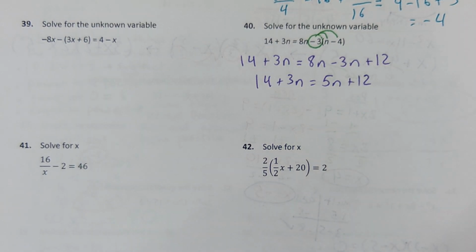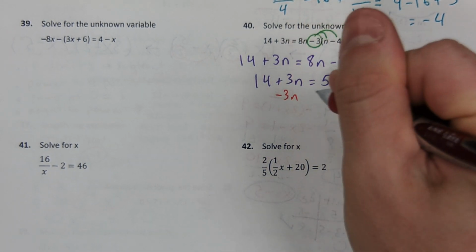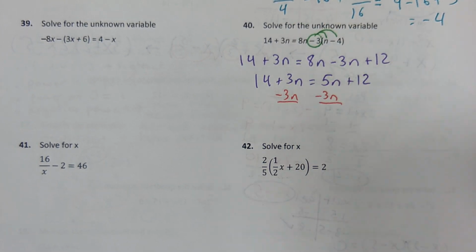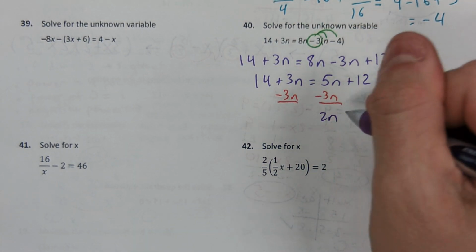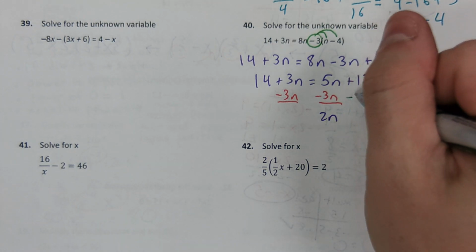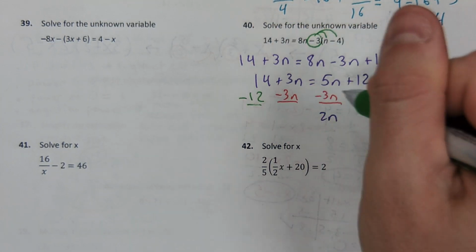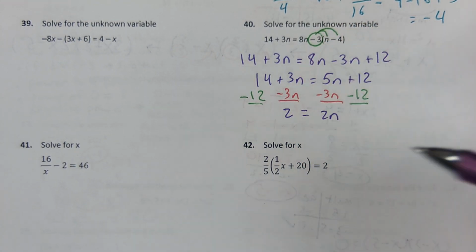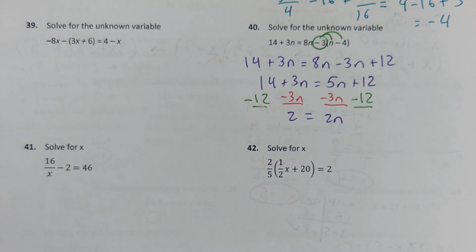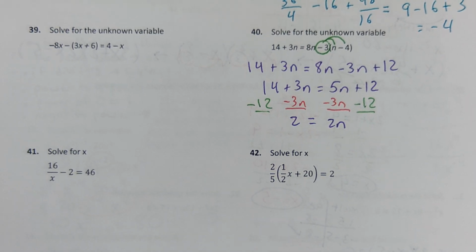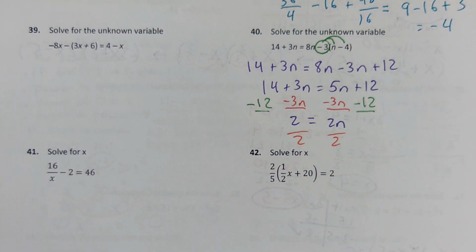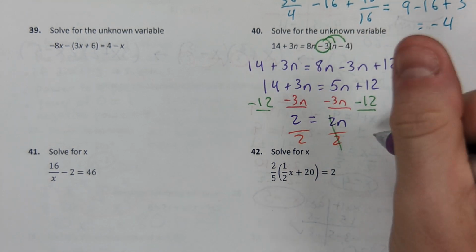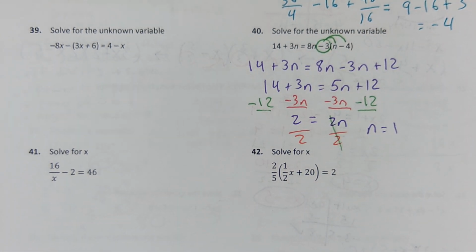Let me get all my n's to one side, all my not n's to the other. And it doesn't matter which side you choose, and because I don't feel like goofing around with negatives, I'm going to subtract a 3n from both sides. And at the same time, I'm going to subtract a 12. That way I'm getting the not n's to the other side. 14 minus 12 is 2. Oh, check that out. 2 equals 2 times n. Just divide both sides by 2. And what you see is that n is 1. Easy peasy lemon squeezy.